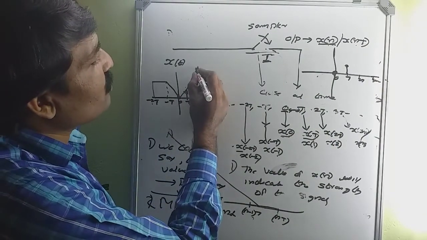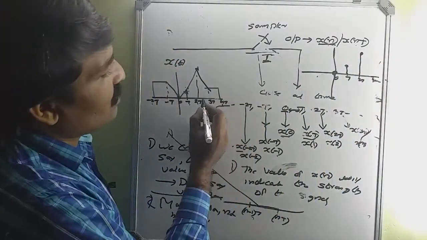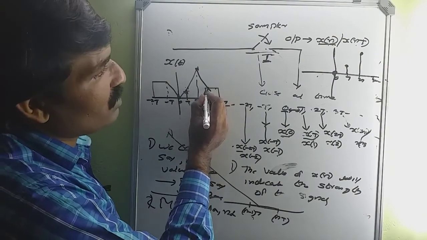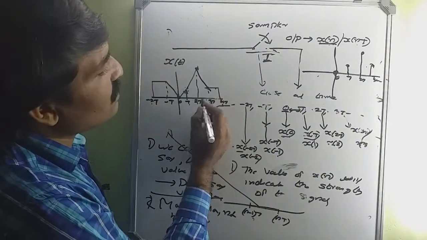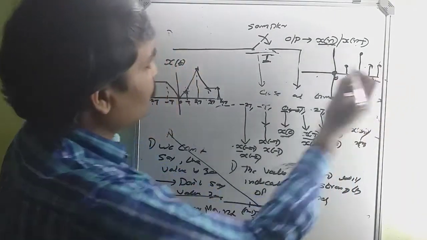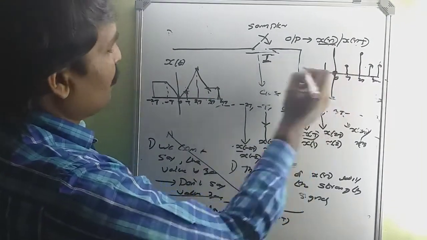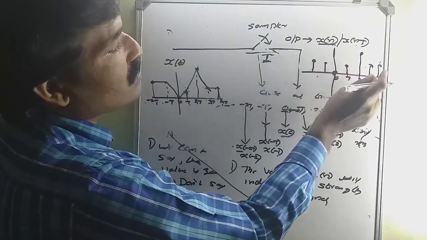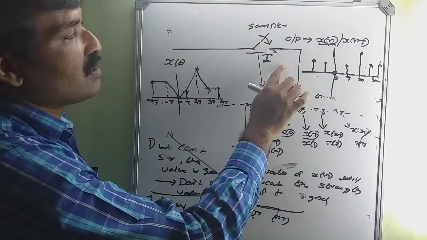At 2t, the value of the signal is this. So that is indicated by a line like this. At 3t, this is the strength of the signal. The value of the continuous time signal is this point. So that is represented by this point. At 4t, this is the strength of the signal. And again, at minus t, this is the value. And at minus 2t, this is the value of the signal. So this is the representation of a discrete time signal when passing through the sampler.